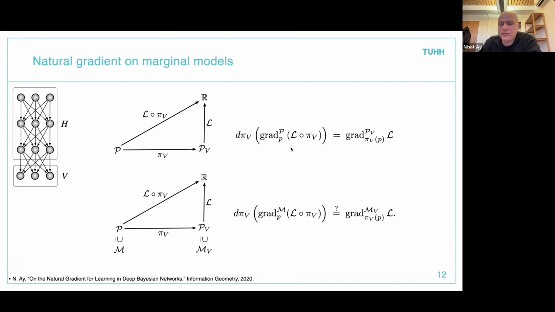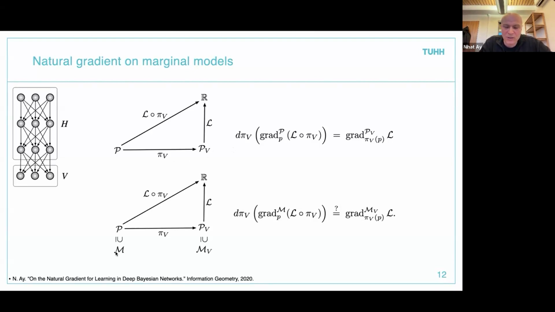And it turns out that this is the same if you restrict the tension, if you consider the full set P and PV. So this is a very nice equality here. It does not matter whether you optimize in the full space or in the marginal space. But now comes the restriction.